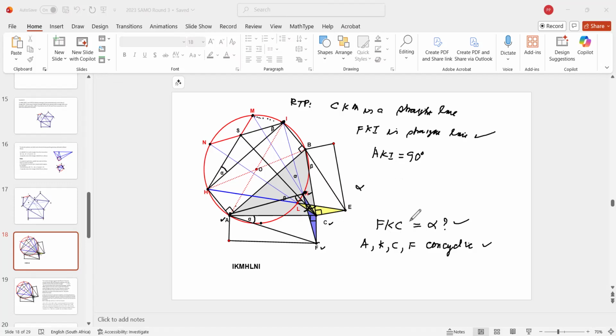So all this actually proves that CKM is a straight line. So we proved it, right? Now, that is just one part. We can do it in a similar way, but I'm going to do it.